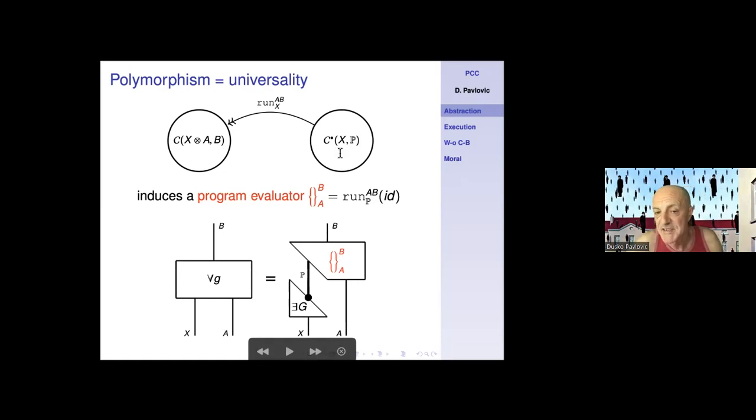an X-indexed program, capital G, such that when I pre-compose my program evaluator, when I evaluate the program capital G, I will get the computation little g. And computability in my category is, in a sense, defined by the existence of programs. So this surjectiveness tells us that every morphism is programmable.